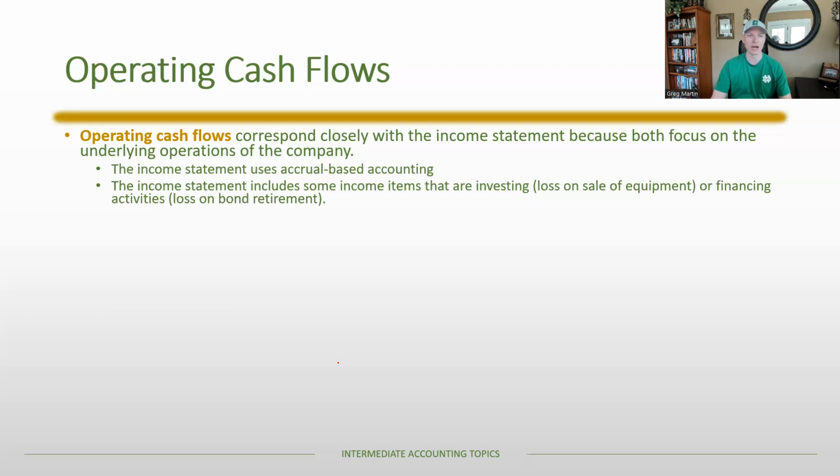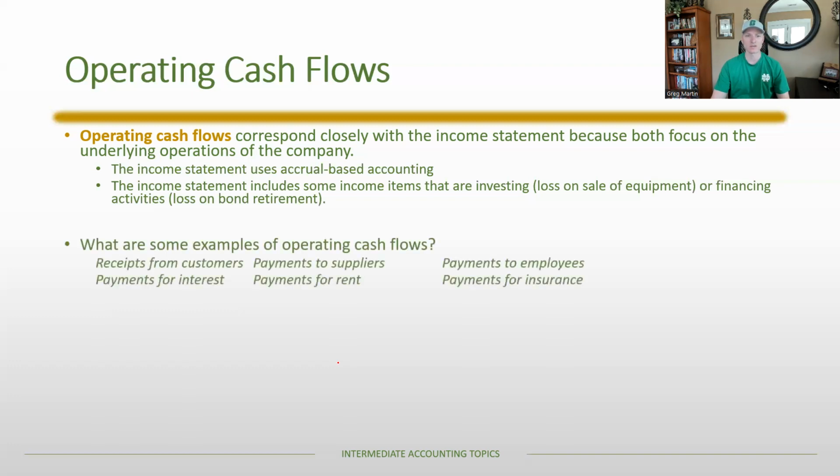So with those two caveats, it does create a little bit of a disconnect between what net income is and what you might report as your operating cash flow. And so what are some examples of operating cash flows? These are just a list of 6. You have receipts from customers, payments for interest, payments to suppliers, payments for rent, payments to employees, payments for insurance. These are the day-to-day ongoing activities that you have. And again, we're not going to prepare one in this chapter. We just need to understand how there's a difference between what we see as net income and what we might see as an operating cash flow.